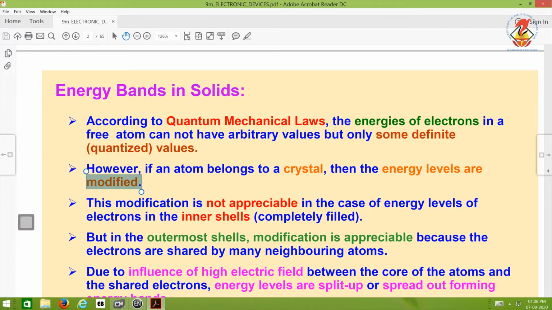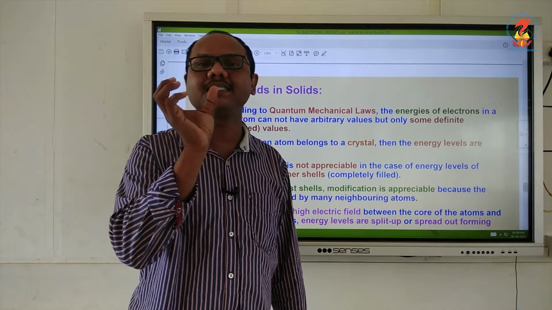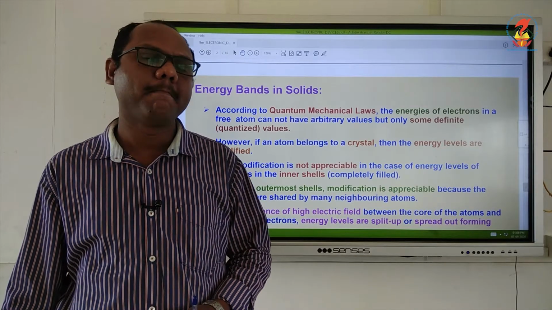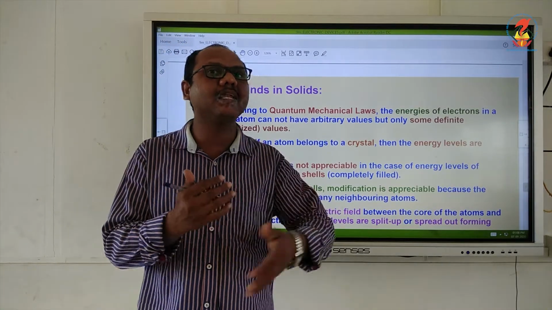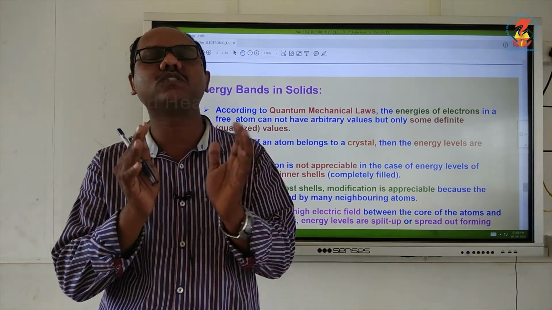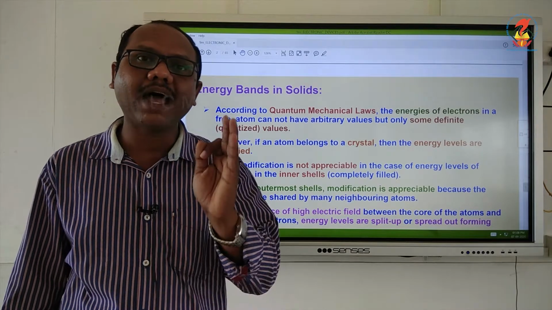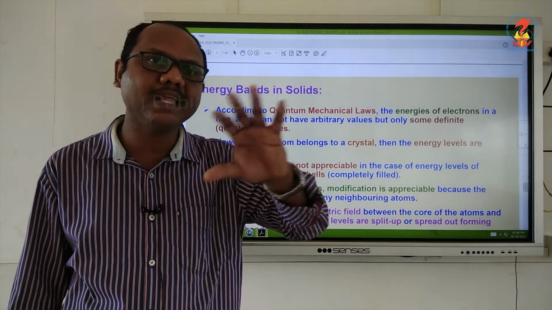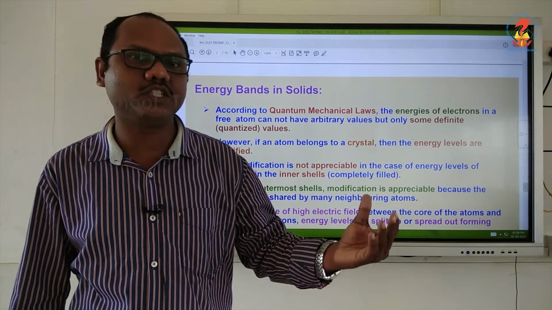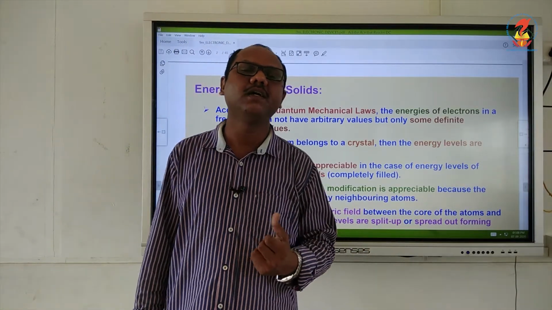Now, however, if an atom belongs to a crystal, then the energy levels are modified. Because a crystal consists of many atoms. The atoms in the inner shells are not modified because they are closely bound to the nucleus. But the valence shell and the valence electrons, their energy will get modified because of this.